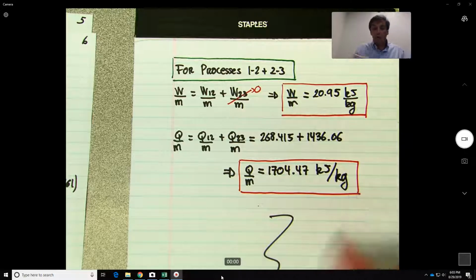Okay, so I did show all the details for the solution of this problem. That's why I had to split it into different videos.